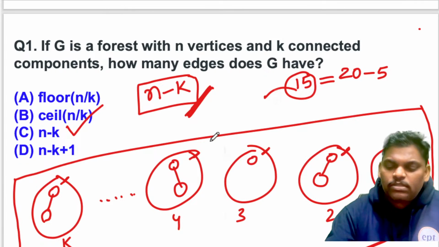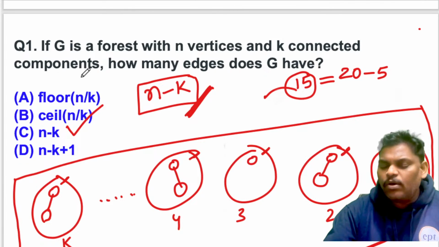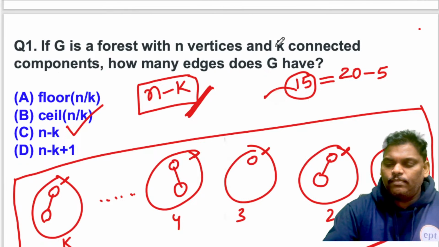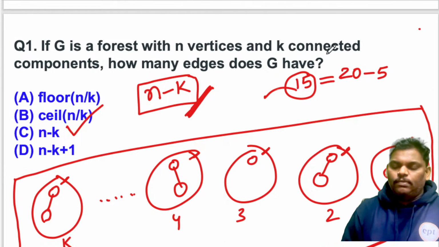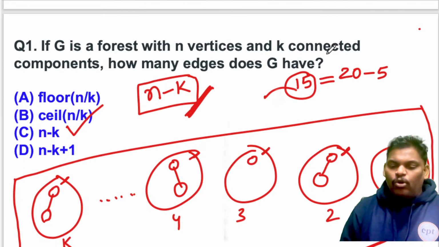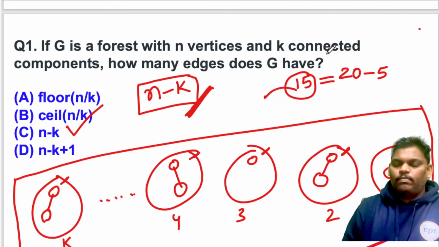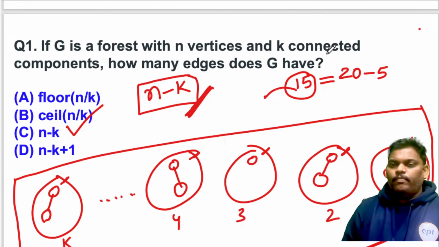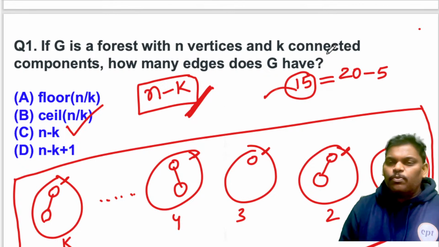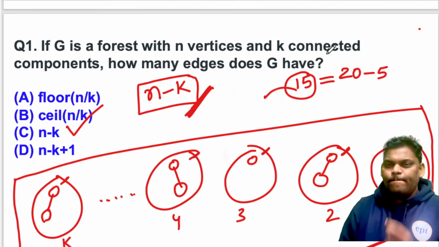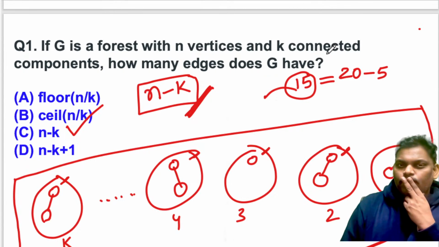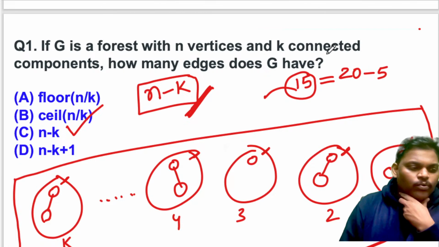G is a forest with n vertices and k connected components. How many edges does G have? Can I move to the next problem?